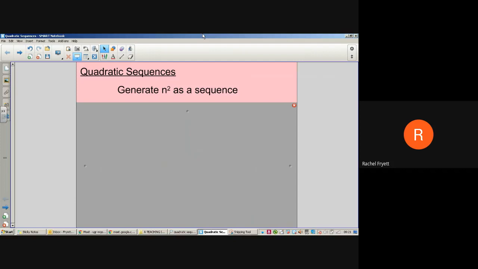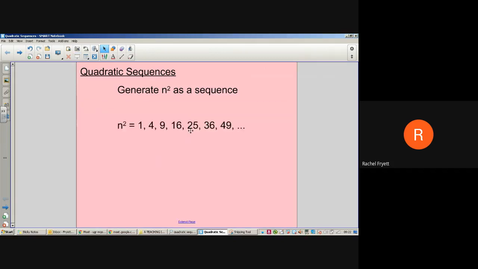We're going to start by looking at n squared as a sequence. I'm hoping you can figure out that just means your square numbers. So n squared is 1, 4, 9, 16, 25, 36, 49, and so on. Might be worth jotting that down somewhere to make it easier further down the line, rather than having to think of it every time. The square numbers we just write as n squared.